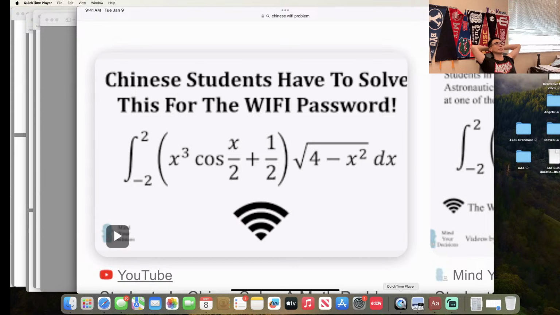Part of it is pi, but then I don't know what that first part is, the x cubed cosine x over 2 times root 4 minus x squared. What is pi? It's pi plus something. Is it just pi?